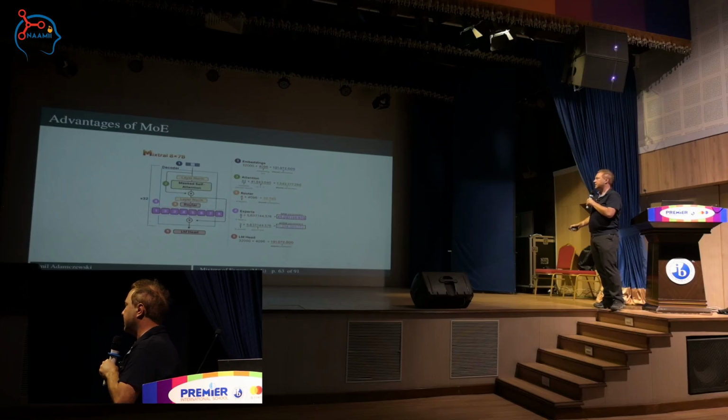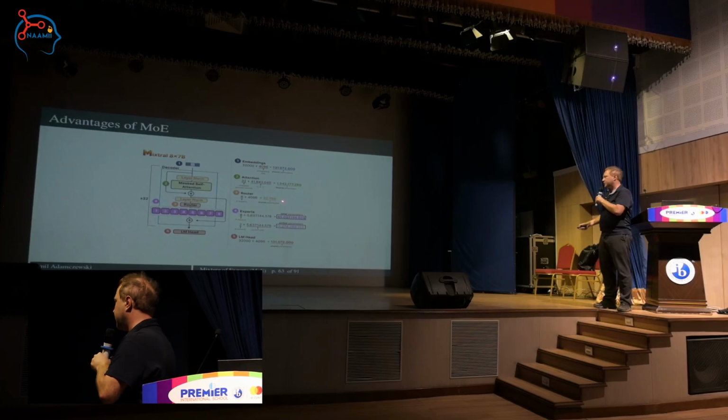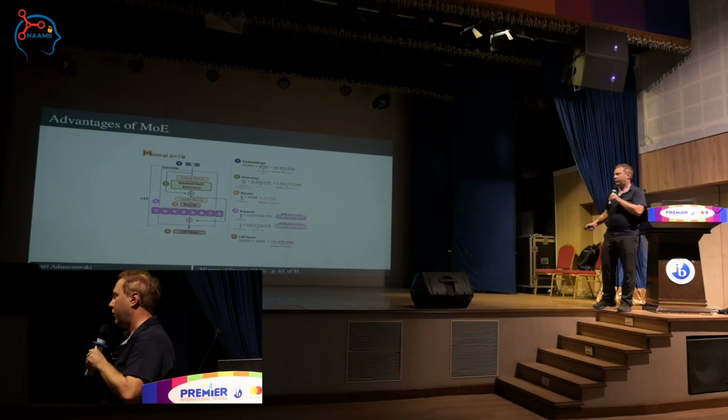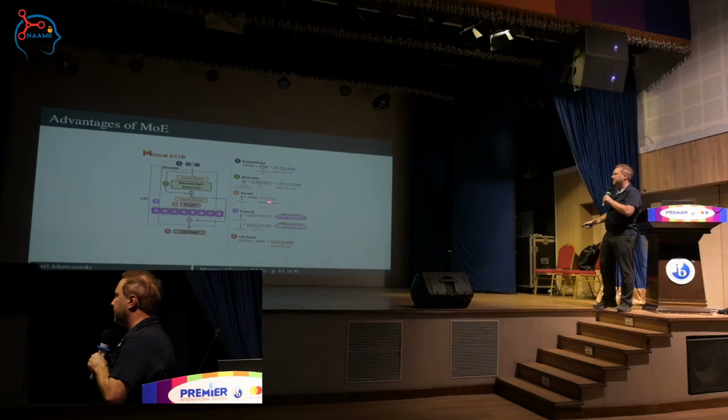In this case, for the router, the input is the model dimension, which is about 4,000. So it's the smallest part of the entire network. And then we have the experts. The experts have the largest portion of the model, which is 45 billion parameters. So the router doesn't cost us much to run, but if we want to run the experts, that would be very costly.